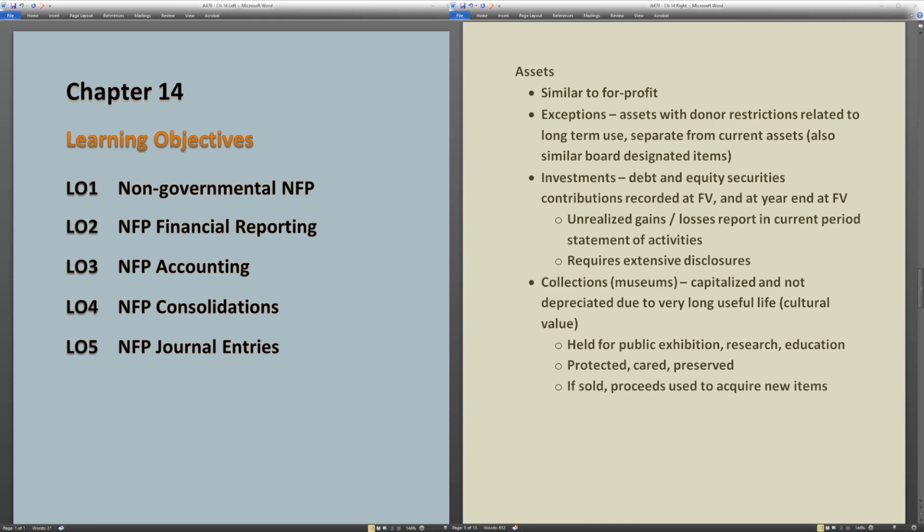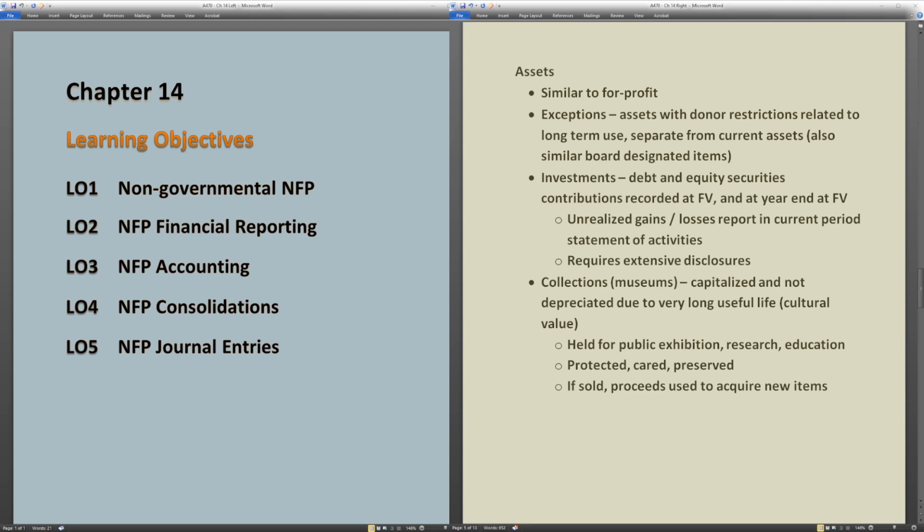Investments in debt and equity securities. Well, debt and equity, that's just bonds and stocks. Their contributions are recorded at fair value at the time of contribution, and they're revalued at year end. Of course, that can give rise to unrealized gains or losses, and we report those in the current period in the statement of activities. There is no comprehensive income for not-for-profit. It just goes straight into the statement of activities, but it does require extensive disclosures.